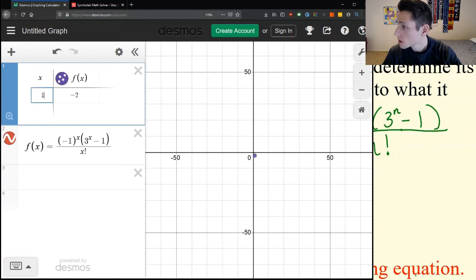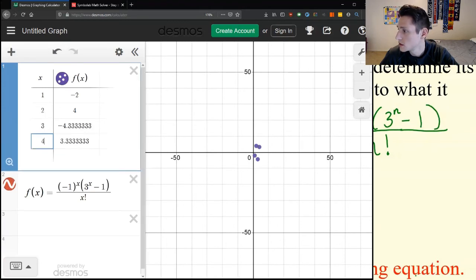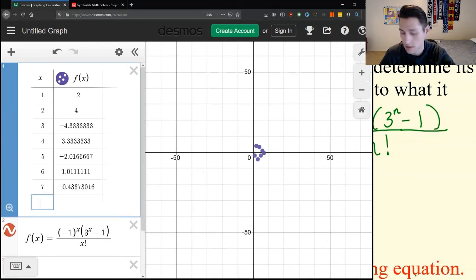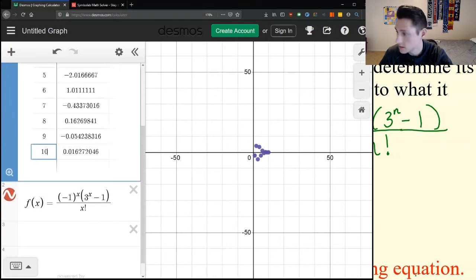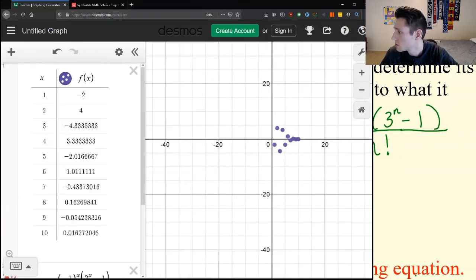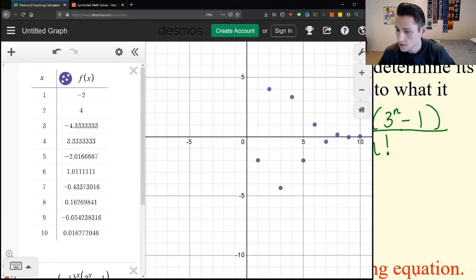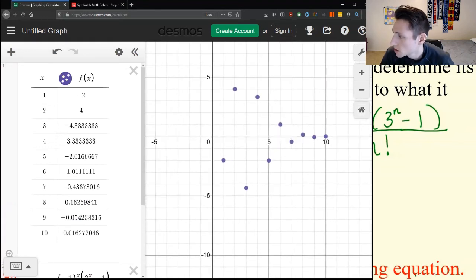Sorry, it's being weird. So if I plugged in 1, I would get negative 2, 2, 4, 3, 4, 5, 6, 7, 8, 9, 10. So let me zoom in. So it starts off by kind of bouncing back and forth pretty far, but then as I can see, it doesn't take me too long before it starts getting much smaller in how it's hovering.